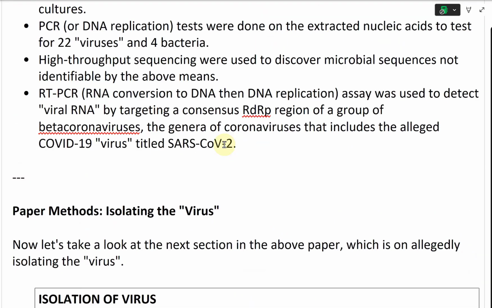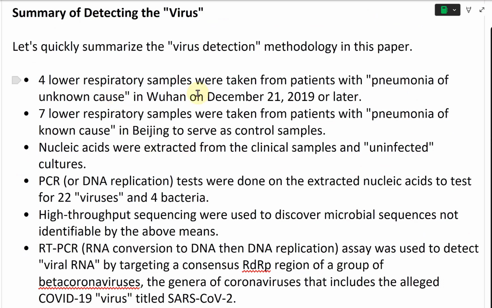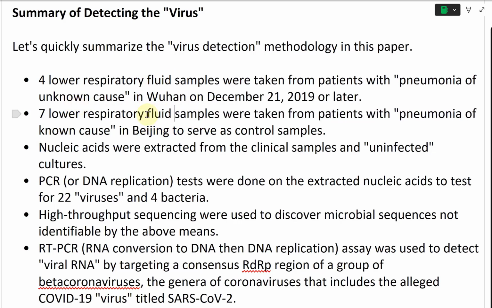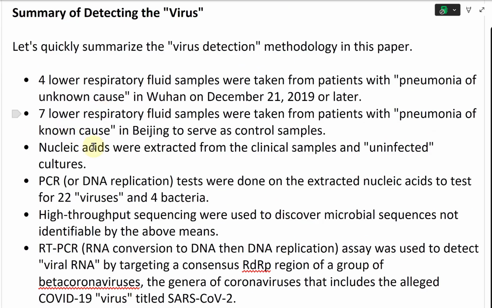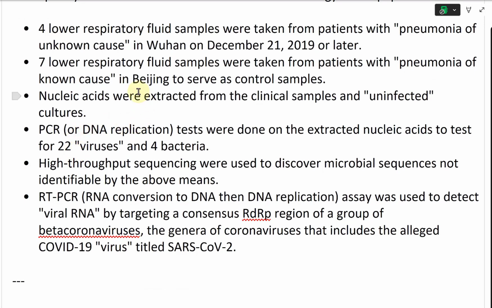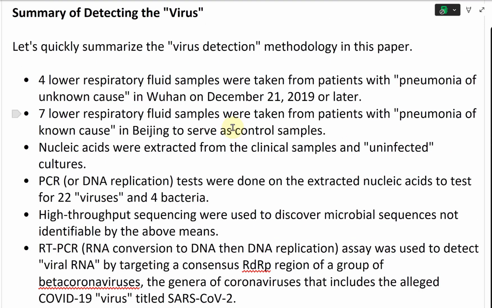So I'm just going to assume 4 lower respiratory fluid samples. And then the same one right here. Fluid samples were taken from patients with pneumonia and so on. So anyways, and then they were tested for these viruses. And I would assume that the known cause ones, they would test for these, or at least some of these that they're being tested for. But then the unknown one wouldn't be testing for these known viruses and bacteria.